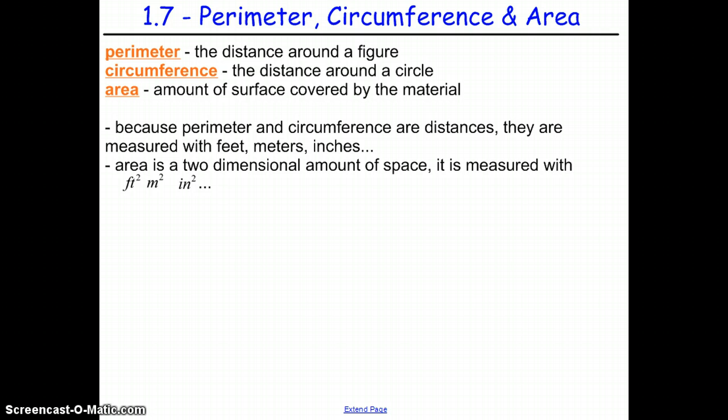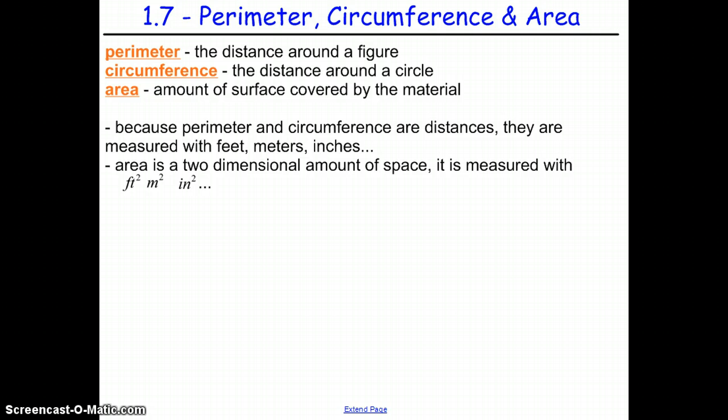Area is the amount of surface covered by the material. Area, as it says below, is a two-dimensional thing. You have to have two dimensions. If you're talking about the area of a room, you have a length and you have a width, and so it takes two dimensions.